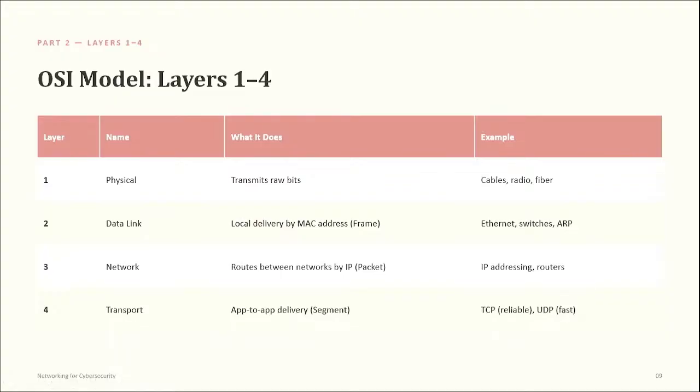Then 4 is the transport layer. This is the transmission of data, delivery of data from one application to another, from one system to another. Is it clear? So these two protocols, the TCP and UDP protocols. TCP stands for Transmission Control Protocol.